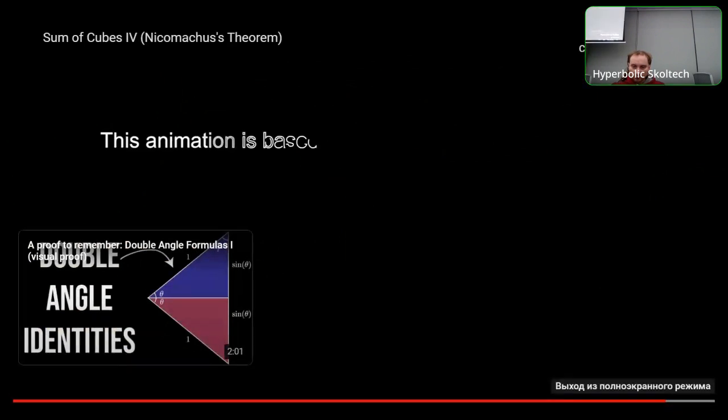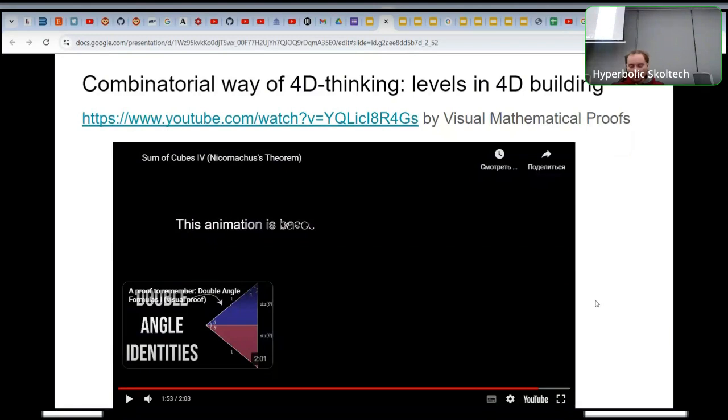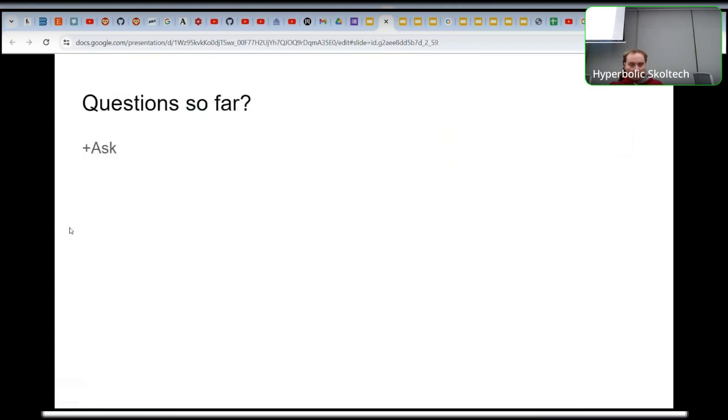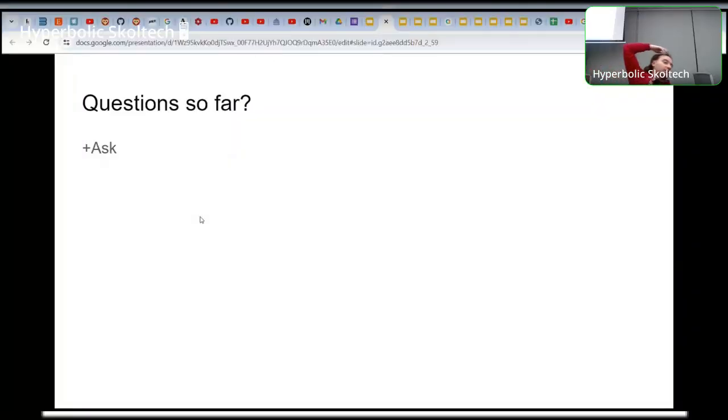Okay, so maybe, does anyone need an explanation? No? Okay. So these were some ways to live and think in many dimensions. Questions so far? Any questions so far? Okay. So everything was clear, right? Okay.